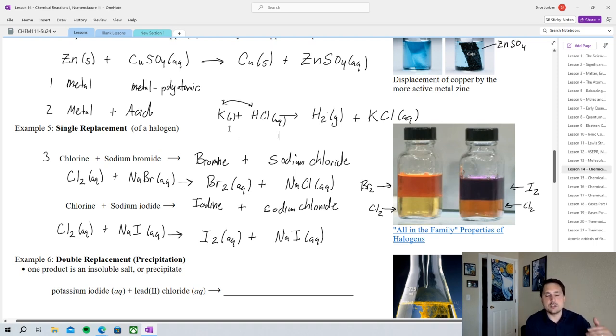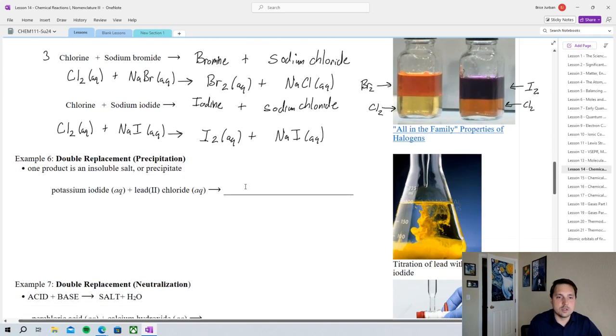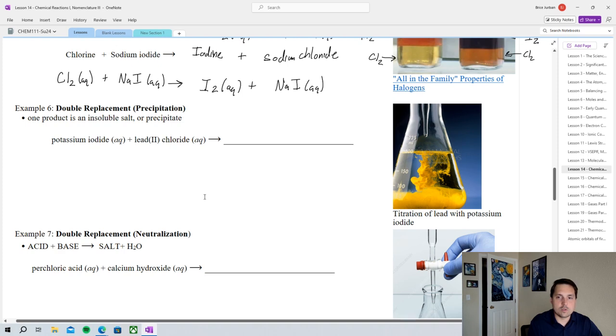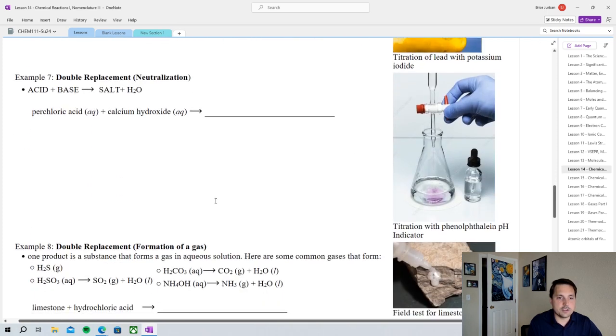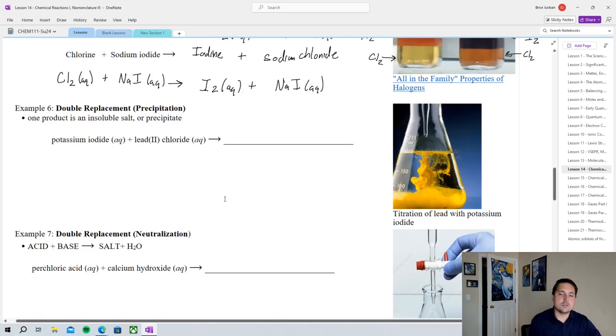And when you have a sample of pure potassium, it's a solid, and then hydrochloric acid would be an aqueous solution in water. Okay. Now let's look at three different types of double replacement reactions.